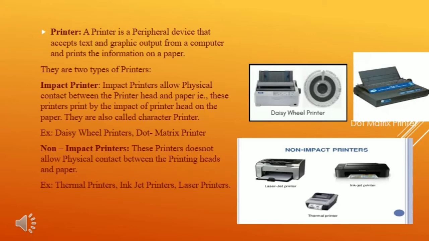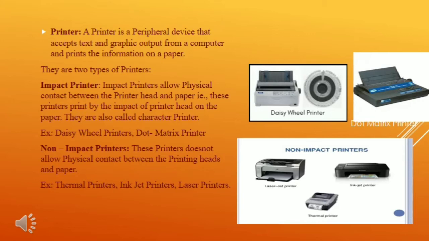Daisy wheel printer prints only characters and symbols and cannot print graphics. They are slow, printing about 10 to 75 characters per second. You can observe the wheel. The wheel with the symbols is the heart of the printer.